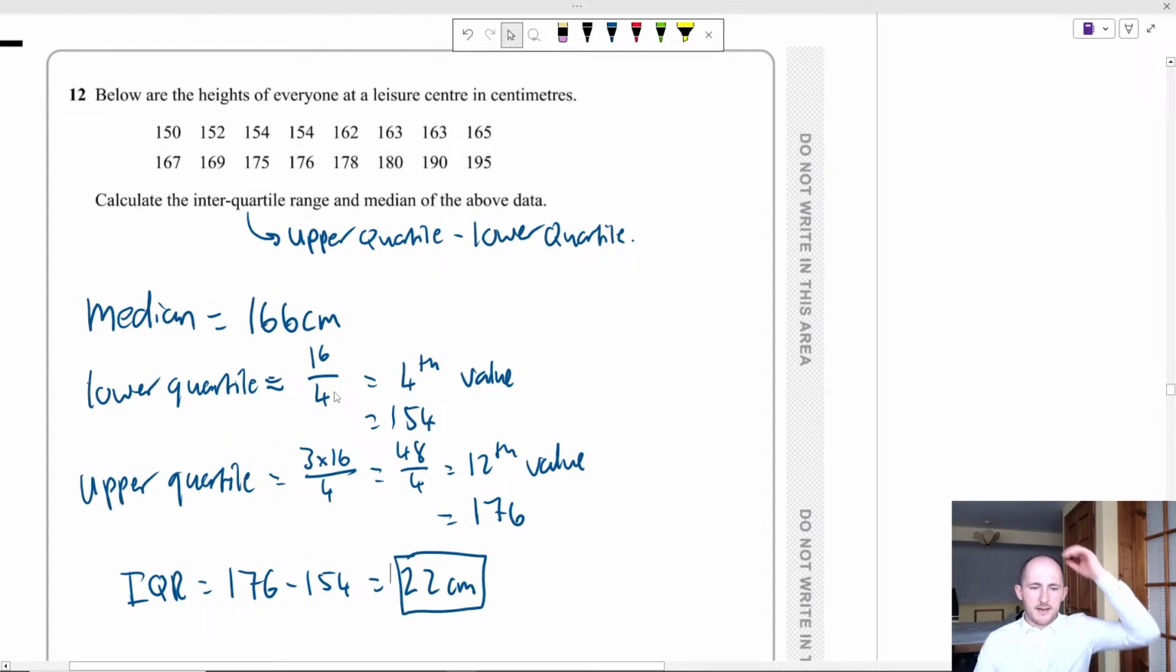Yeah. So how did I get the lower quartile? Okay, the lower quartile is the first quarter of the values, right? So you take the number of values you have, which is 16, right? Add these all up. So 1, 2, 3, 4, 5, 6, 7, 8, 9, 10, 11, 12, 13, 14, 15, 16. There's 16 numbers here. Divide that by 4, that gives you the number 4, right? This means you're looking for the 4th value. So you start from 1, you go 1, 2, 3, 4. Okay.